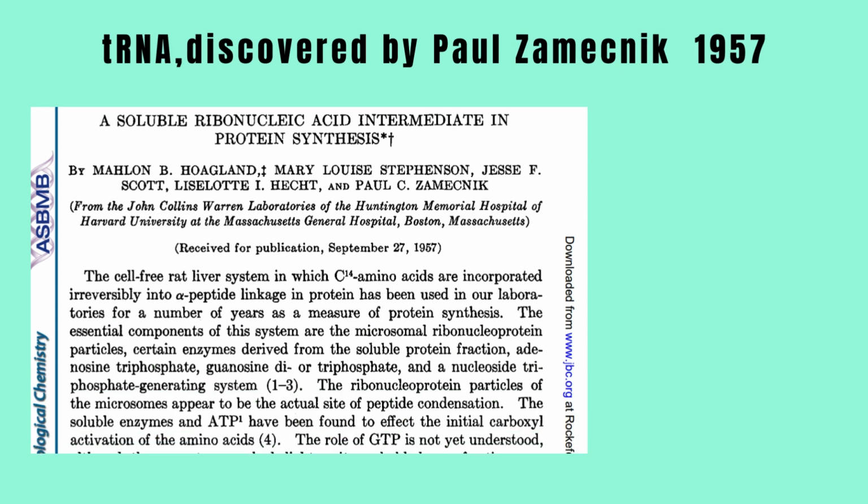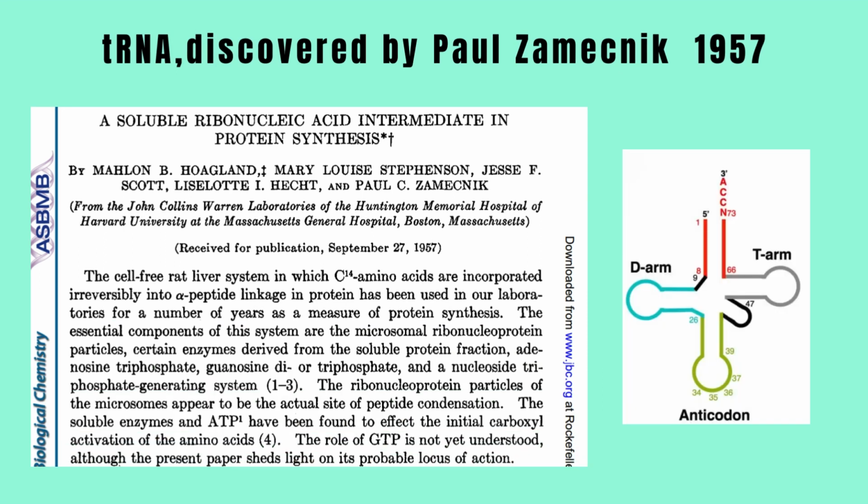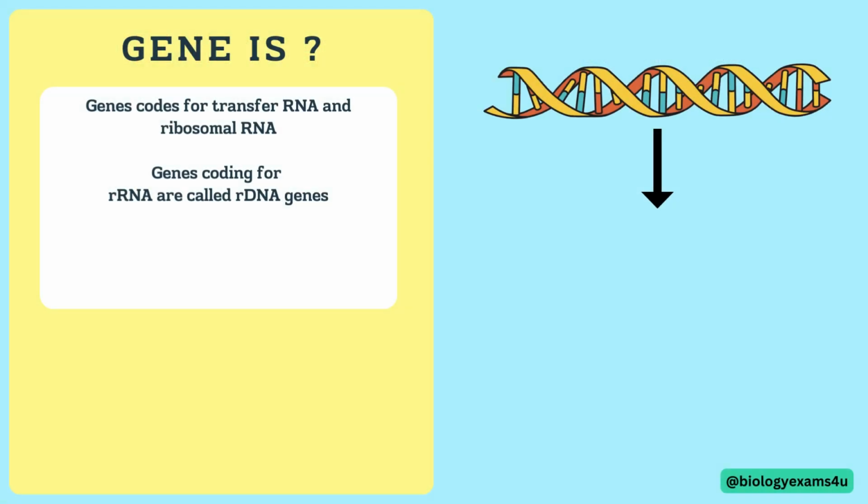Then later, tRNA was discovered by Paul Zamecnik and his team in 1957, which mediates the translation of information from mRNA. tRNA was actually the first non-coding RNA to be discovered. Rather than mRNA, there are genes that code for specific RNAs with specific functions, like tRNA. With that discovery, the definition of gene has further changed.